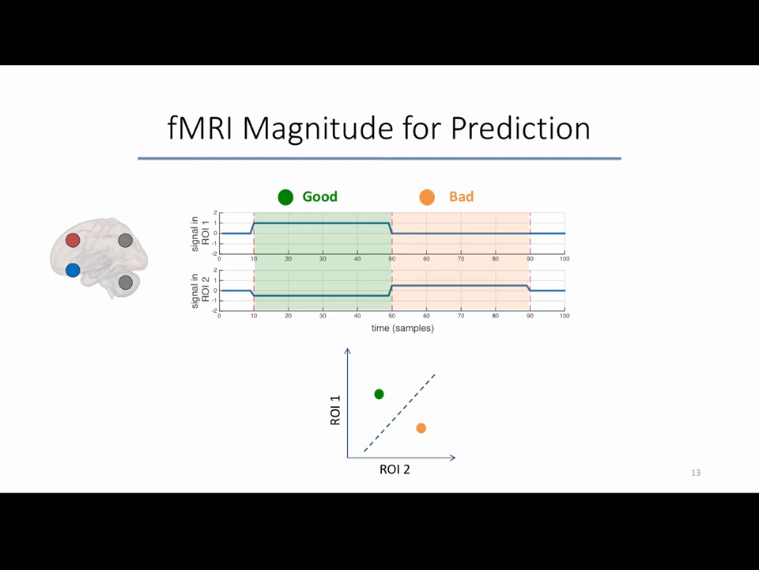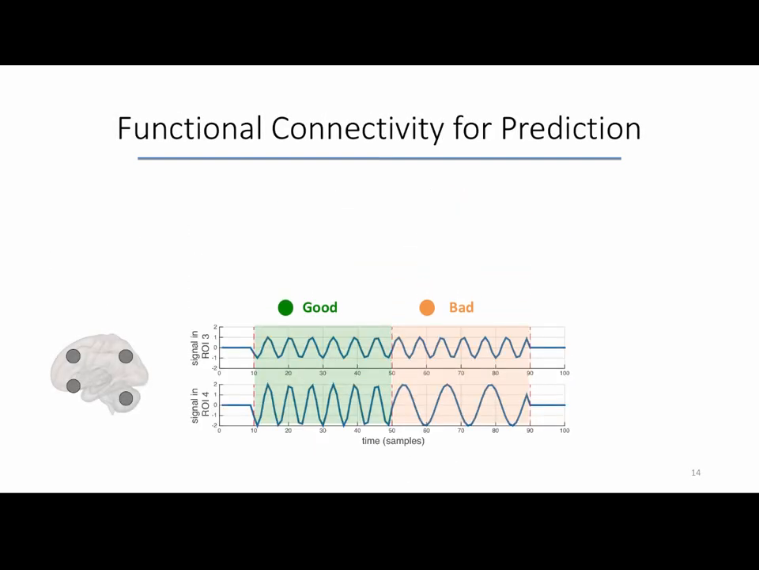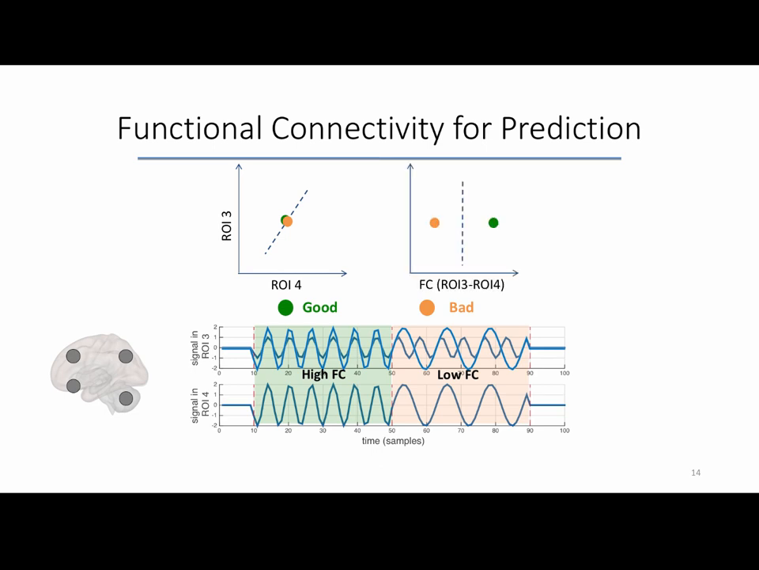And so we might say that the activity in ROIs 1 and 2 are indicative of good or bad performance. But we might look at some different ROIs and find that the signal is about 0 in both cases. So fMRI magnitude doesn't tell us that much. But if we look at the correspondence between these two ROIs, we might find that in good performance they line up, and in bad performance they don't. And this is described as having high functional connectivity or low functional connectivity. So in this case, fMRI magnitude is not a very good choice of features, but functional connectivity is.